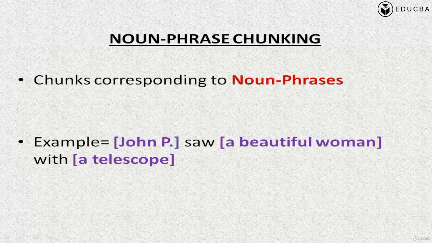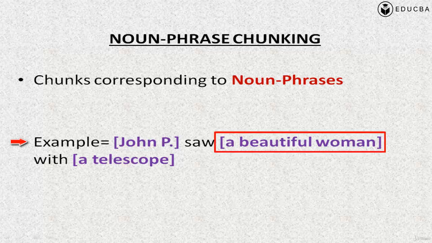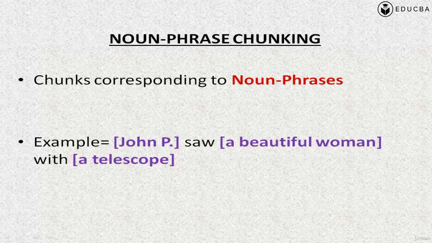So let's see. First is noun phrase chunking. This is a very important type of chunking, and basically we are finding those chunks which correspond to noun phrases. So that's why its name is noun phrase chunking. Now see the example. John P. is a simple name, so it comes under the category of noun phrases. Then there is saw. Saw is a simple verb, so it's not a noun phrase. Next is a beautiful woman, which comes under the category of noun phrase. Next, with is not in this category. Next, a telescope. Telescope is again a noun phrase.